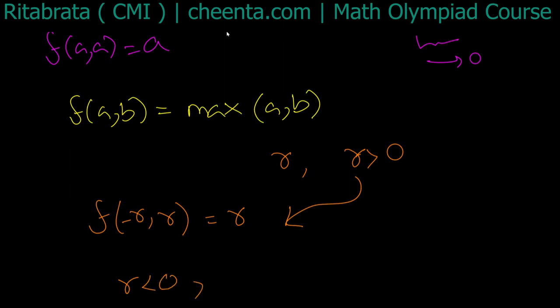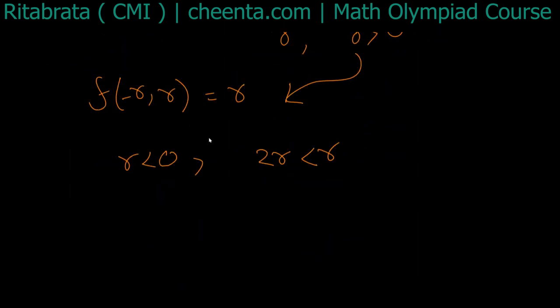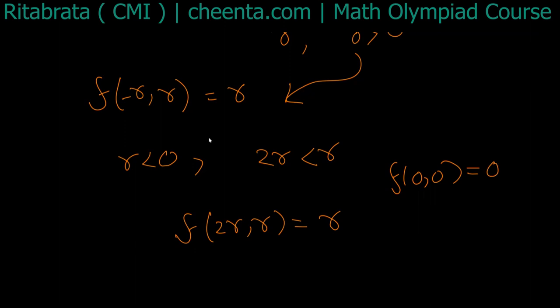And if r is less than 0, then 2r is smaller than r. In that case, f of (2r, r) equals the maximum of 2r and r, that is also r. So in either case I get a preimage, and for r equal to 0, I have f of (0, 0) equal to 0. So for any positive, negative, or zero real number, I have corresponding preimages. So f is onto.